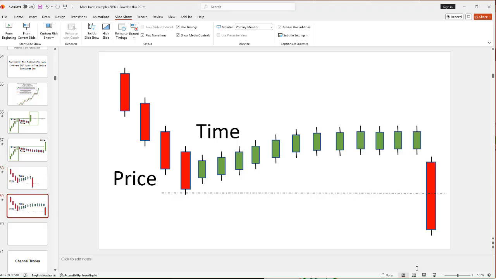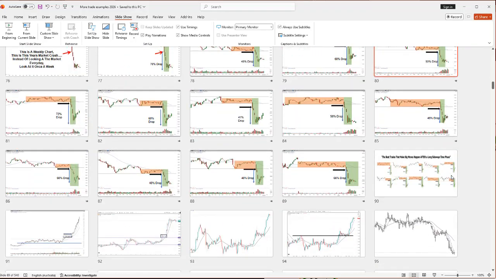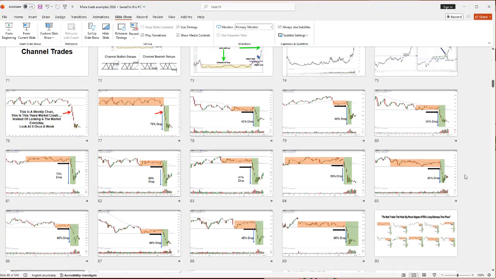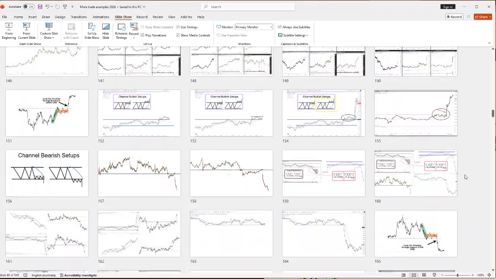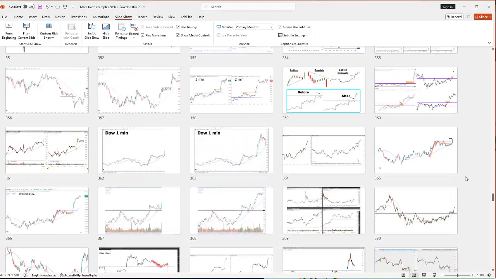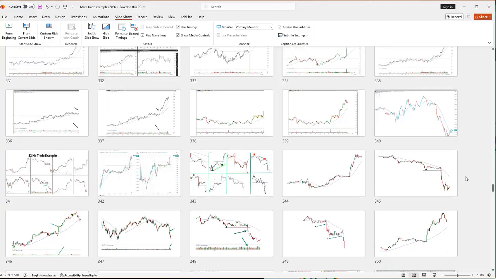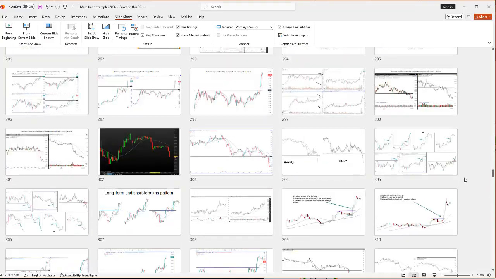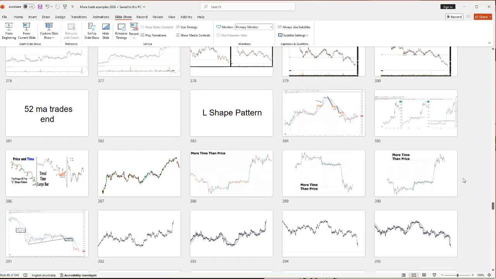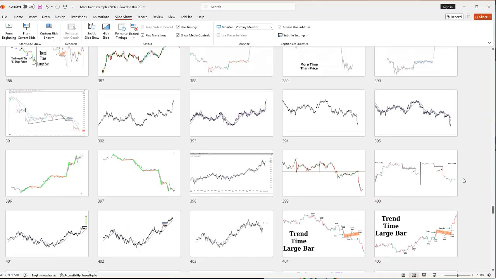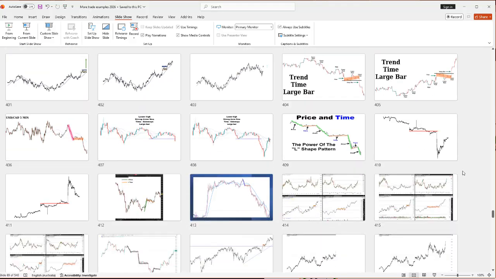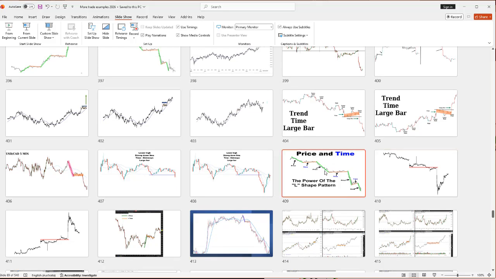Price and time, price and time. So if I show you this here, price and time must be balanced in the markets. So let me show you this. I'll take you to the thing called, here we go, price and time.